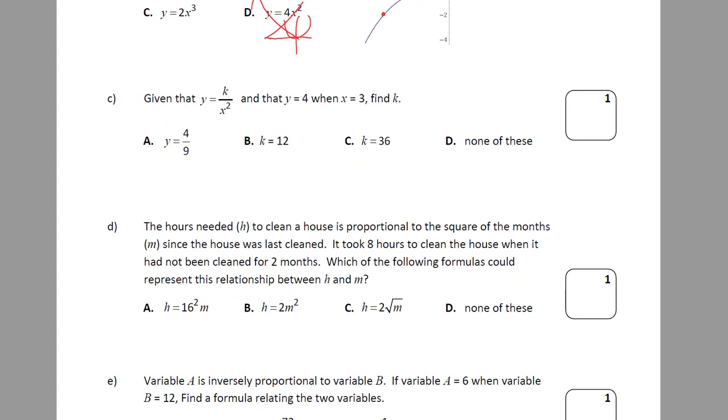Given that y equals k on x squared, these next three questions are fairly similar. I just need to find k here. So let's sub in the values we're given. It says y equals k on x squared. Well, the y is a 4, the x is a 3, so it becomes 4 equals k on 3 squared, which is 4 equals k on 9. To get rid of this 9, we multiply both sides. 4 times 9, that's 36, equaling k.